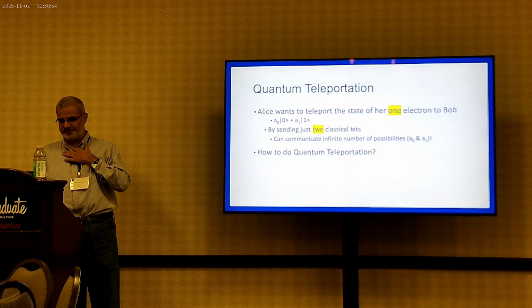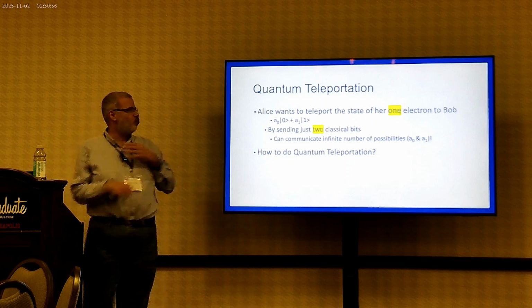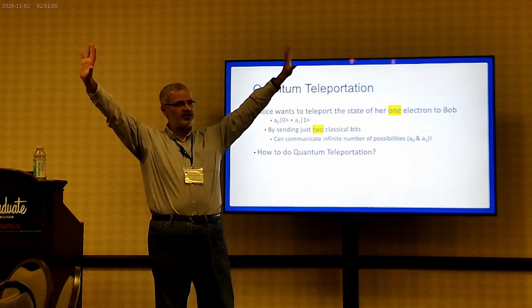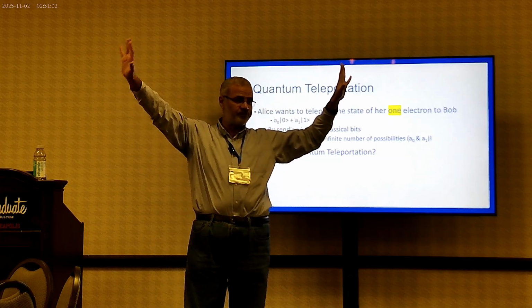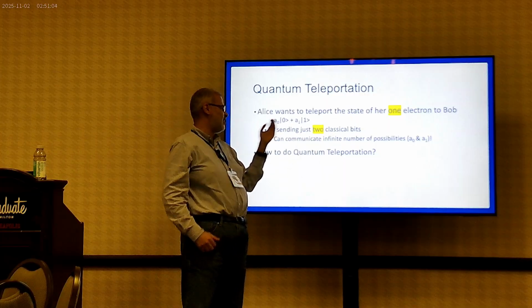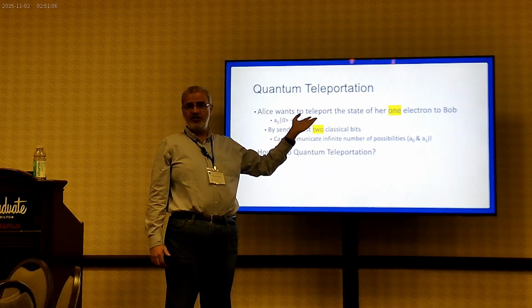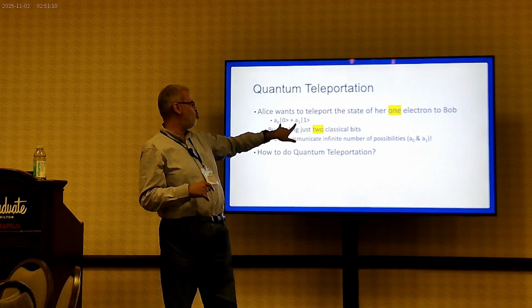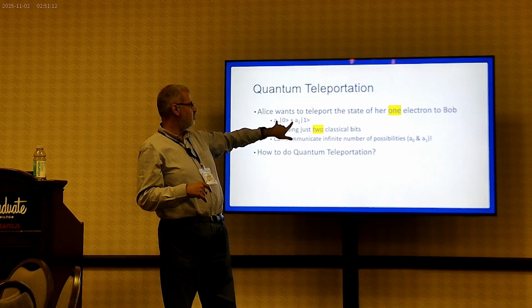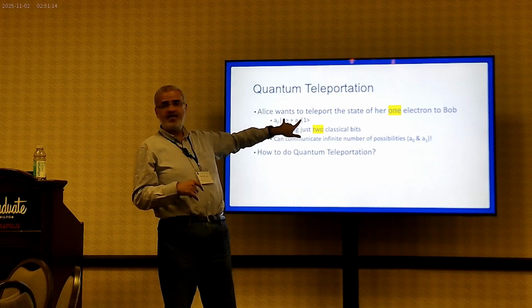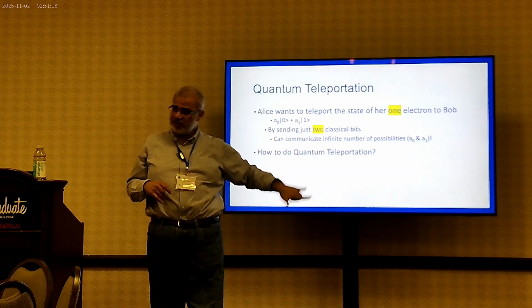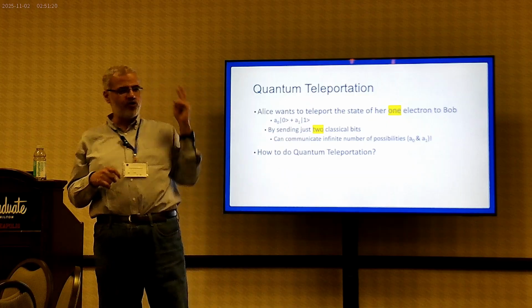So what is the problem definition? We have Alice and Bob. We want to teleport a qubit from Alice to Bob. So Alice has a qubit in a general state, alpha 0 plus beta 1. This is a general qubit in any state. And she wants Bob to receive the qubit in the same state. How would she do it? She will do it by sending 2 classical bits.